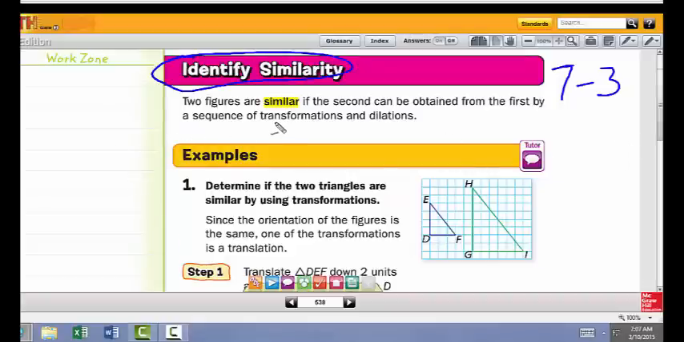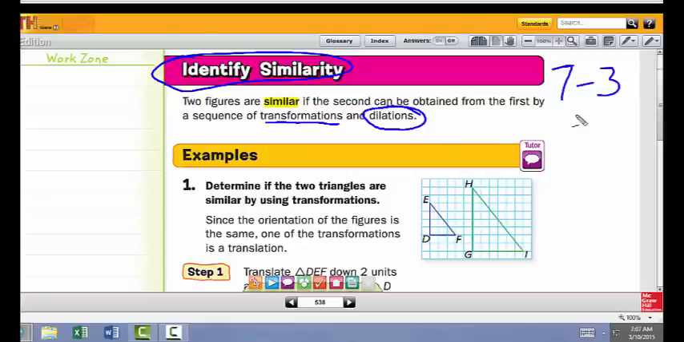Two figures are similar if the second can be obtained from the first by a sequence of transformations. That's the same thing we have been doing, but now we're also adding dilations. And remember, dilations introduce the concept of differing size. In other words, they're going to be the same shape, just like congruence, but now we're going to have different size, so they're no longer congruent, they are similar. So that's the difference between similarity and congruence.